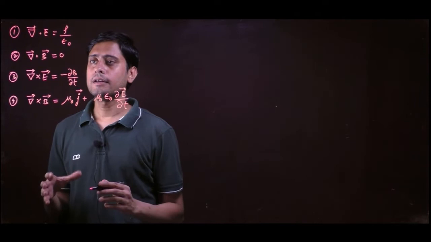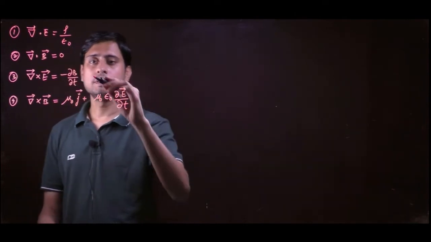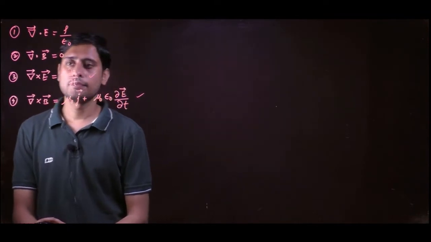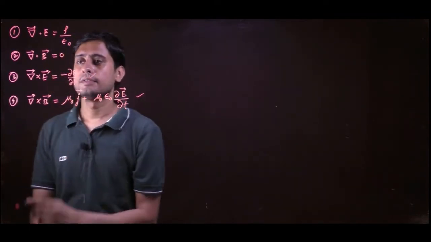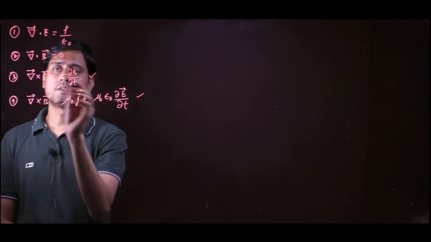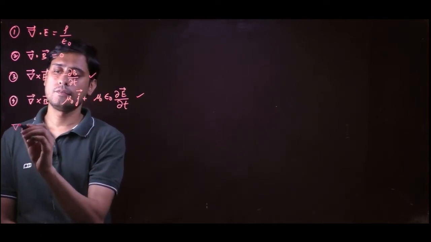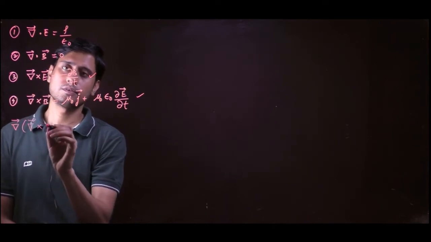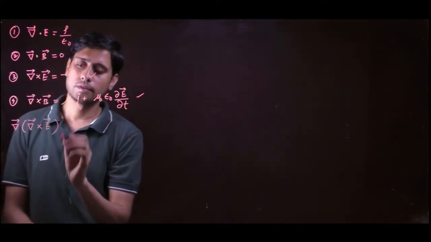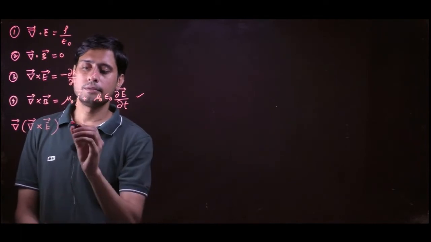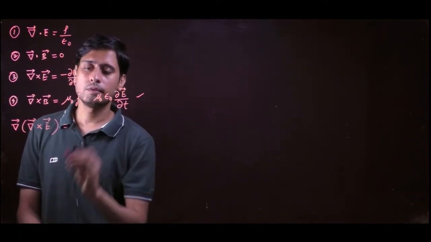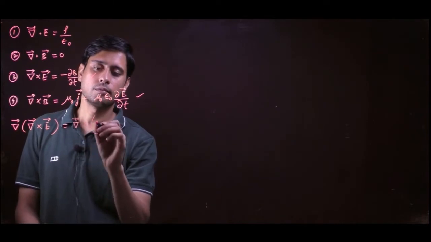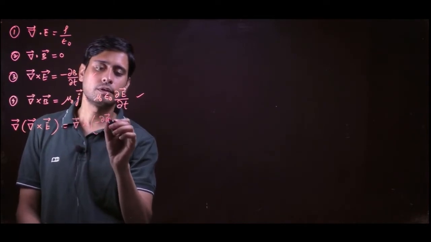So we will take a curl of these two equations and let's see what we get. First we will take the curl of the first equation, the third equation. So if we take the curl of this curl, del cross E, then this should be equal to del cross minus del B over del t.